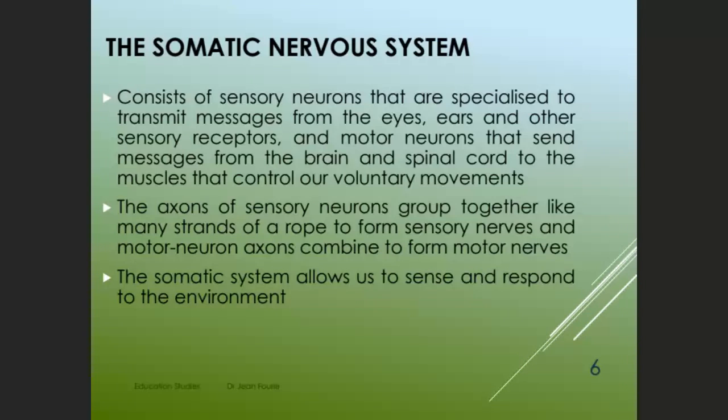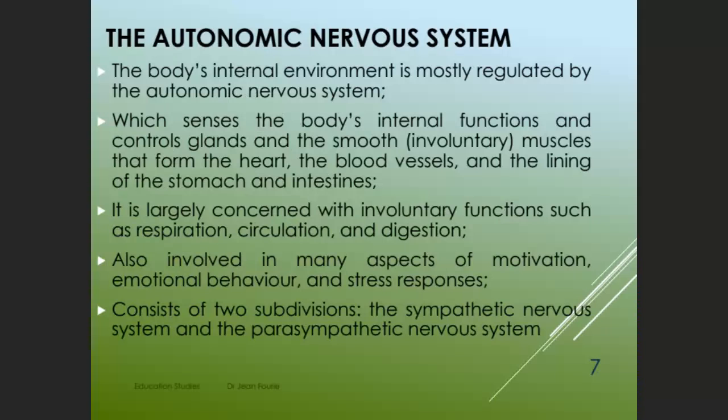So the axons of the sensory neurons group together like many strands of a rope to form the sensory nerves, and the motor neuron axons combine to form the motor nerves that control arms and legs and your body, all your voluntary movements that you make. So the somatic system allows us to sense what is happening in our environment and to respond to it with the movements that we make.